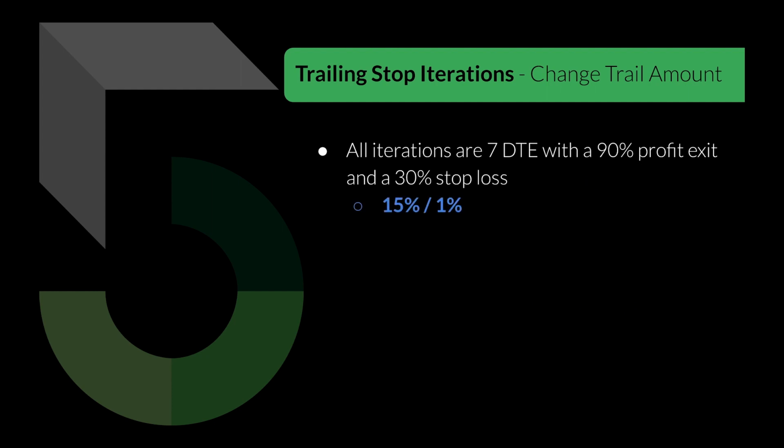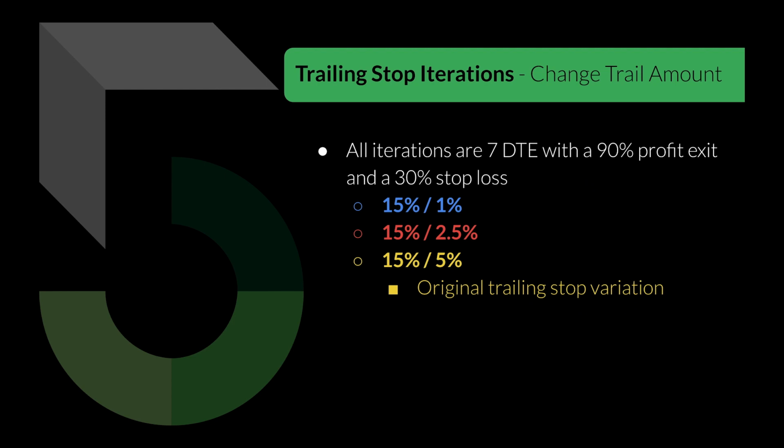So the first one is a 15-1. What this means is that at a 15% profit target, there's going to be a 1% trailing stop that's activated. Then I'm going to have a 15% profit target and then a 2.5% trail, and then a 5% trail, which was the original trailing stop variation that I chose. And then I'm going to have a 10% trail bot, and I'm going to have a 15% trailing bot.